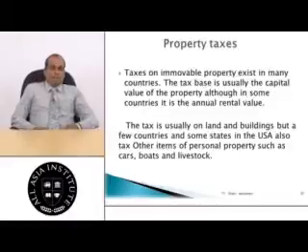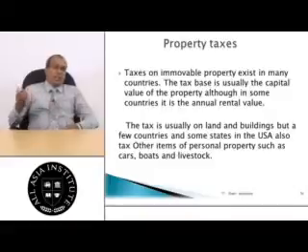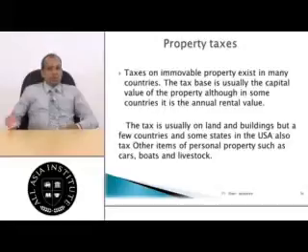Right. Then, property tax. Organizations might be taxed based on the value of the property. So, the tax can be based on the value of the property or something called annual rental value. So at what value can you rent it per annum? Part of that can be the tax. So property taxes can be based on the value or based on the annual rental value.